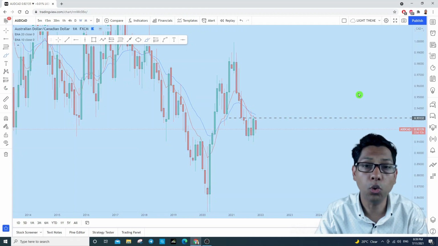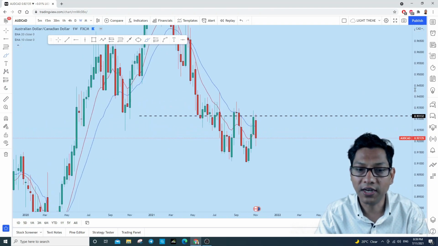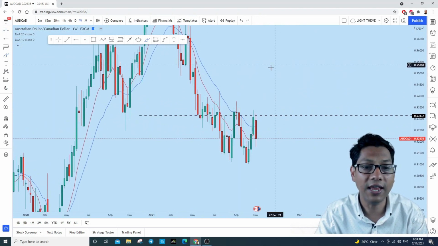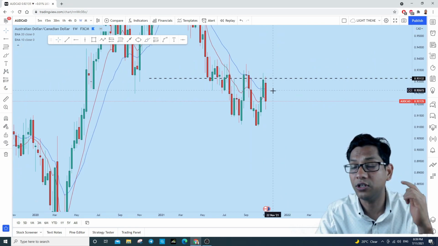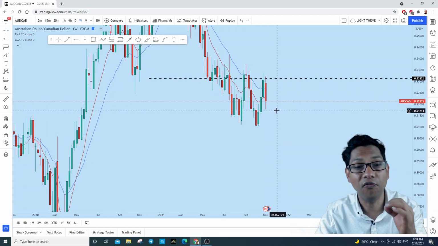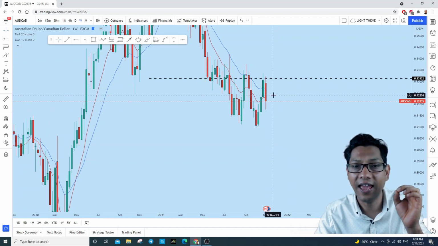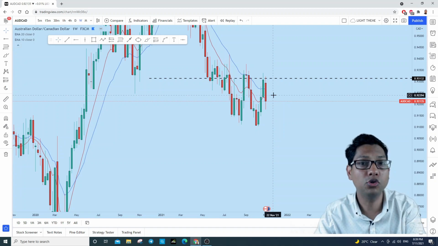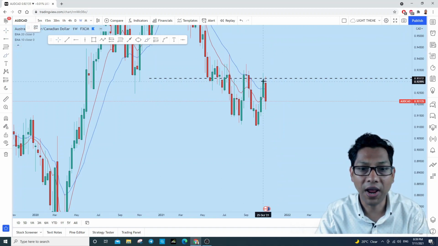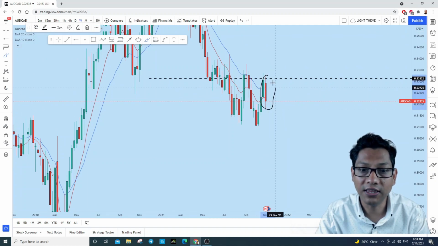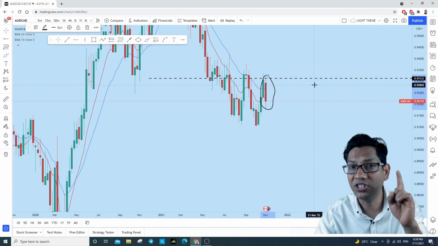Now let's go down to the weekly time frame to see what kind of price action we have. On the weekly, as I mentioned in my previous week's analysis, when the price was here, I told you that this instrument is likely to fall, and that is exactly what happened. You can watch the previous week's analysis to see the proof.